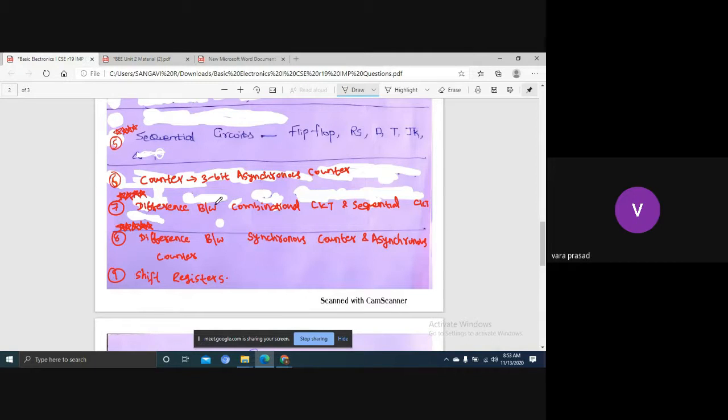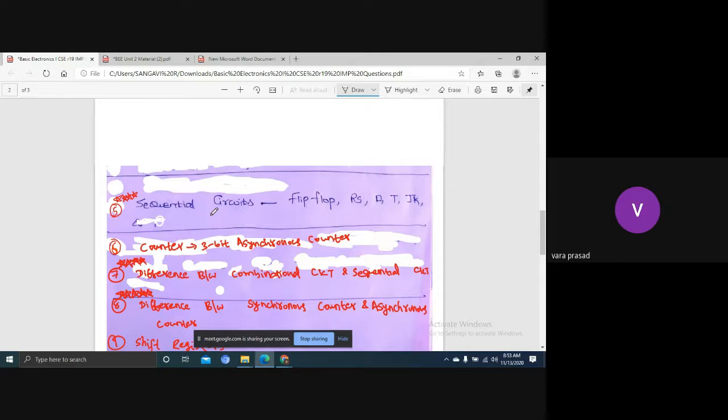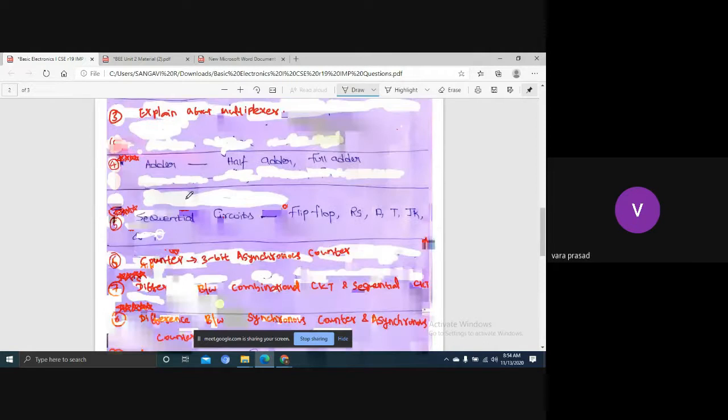Yeah, this is over. Multiplexer. See here, the first star mark that I gave, everyone definitely has to study.